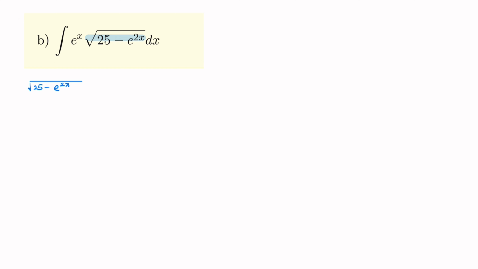First, I'm gonna rewrite the square root in the form that we can identify what my a and my h are. So this 25 is basically 5 squared minus (e to the x) squared, and compare with the expression we're familiar with, which is a squared minus h squared. I can identify that my a is 5 here and my h is e to the power of x here.